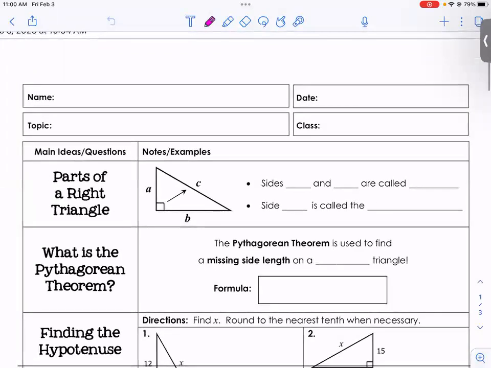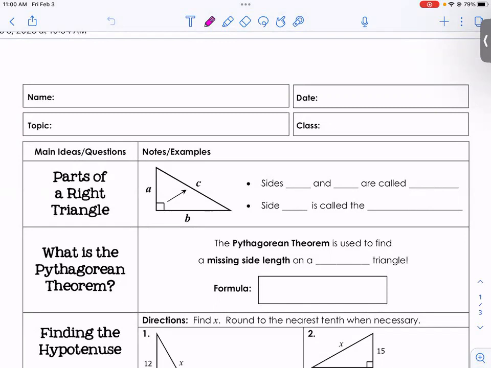All right, so today we are going to work on what's called the Pythagorean theorem. So we need to go over the parts of a right triangle. Raise your hand if you can tell me how we know a triangle is a right triangle.